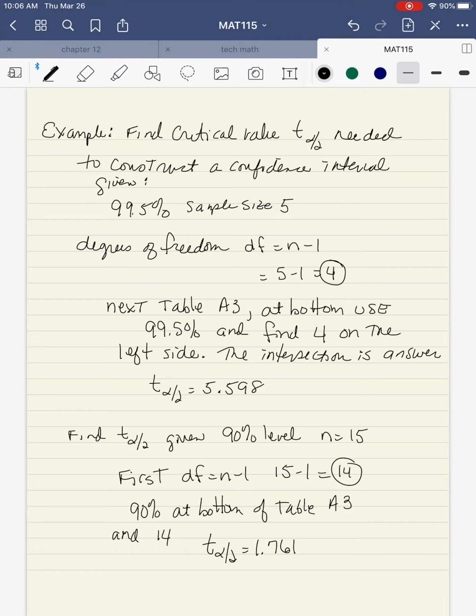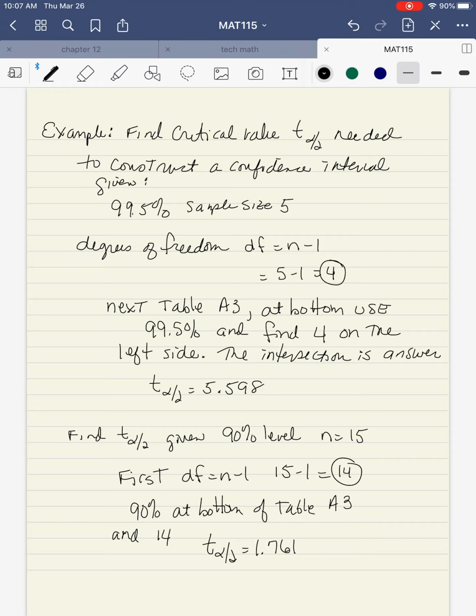Find the critical value t alpha divided by 2 needed to construct a confidence interval given 99.5% confidence and a sample size of 5. The first thing you have to do is, we're using the t critical value because we do not know anything about the population. This assumes that everything is a sample. So the first thing you need to find are the degrees of freedom. The degrees of freedom, which is df, is equal to the sample size minus 1, or n minus 1. In this case, our sample size is 5, so 5 minus 1 is a 4.